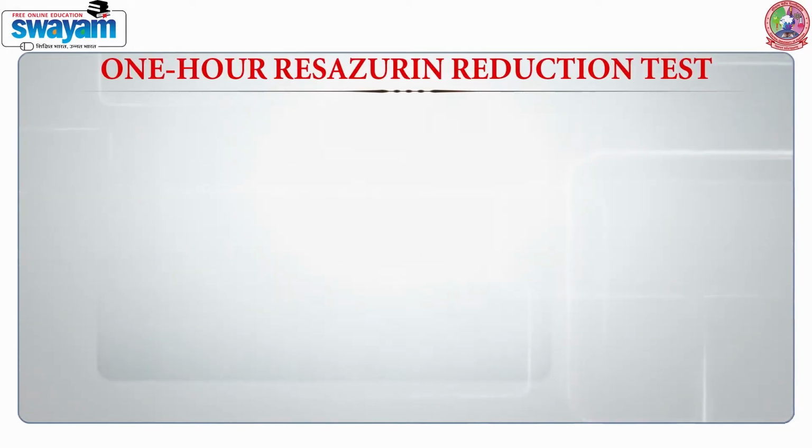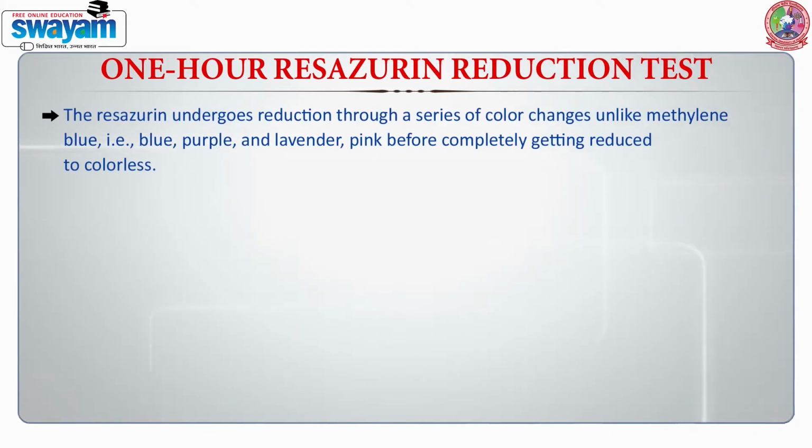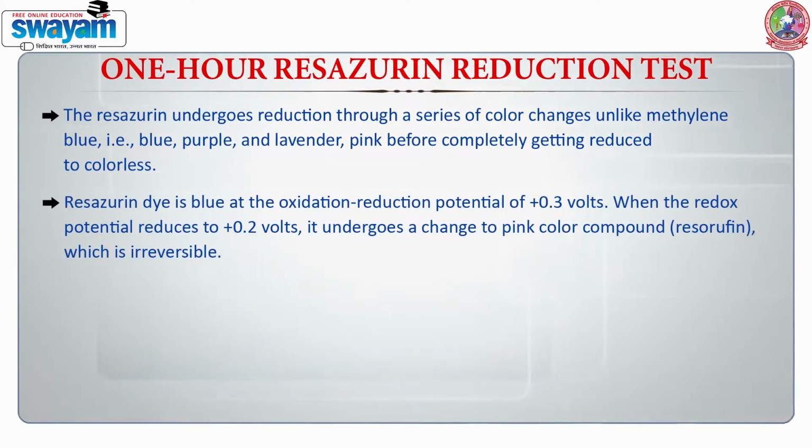One is the resazurin reduction test. Resazurin undergoes reduction through a series of color changes, unlike methylene blue. For example, blue, purple and lavender, pink, before completely getting reduced to colorless. Resazurin dye is blue at an oxidation-reduction potential of plus 0.3 volts.